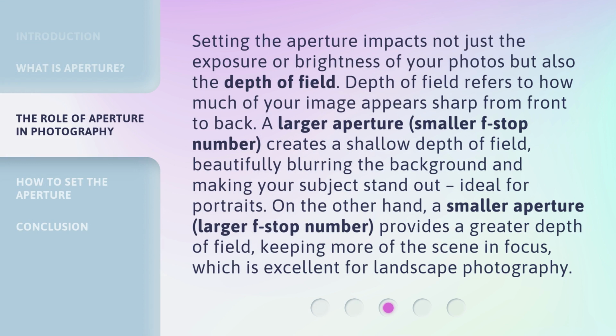Setting the aperture impacts not just the exposure or brightness of your photos but also the depth of field. Depth of field refers to how much of your image appears sharp from front to back. A larger aperture, smaller f-stop number, creates a shallow depth of field, beautifully blurring the background and making your subject stand out, ideal for portraits. On the other hand, a smaller aperture, larger f-stop number, provides a greater depth of field, keeping more of the scene in focus, which is excellent for landscape photography.